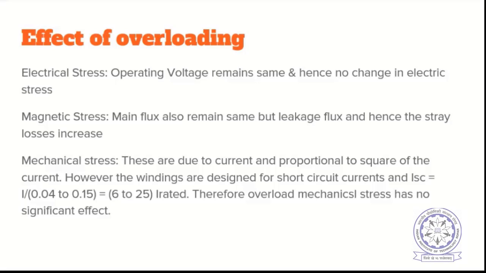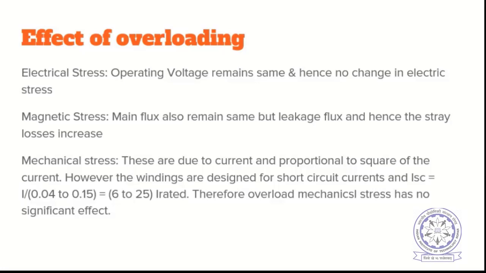But leakage flux, and hence stray losses, increase. What is leakage flux? Flux that just links itself, sir. Flux linking itself means what? Flux cannot link itself. Sir, if there is a closed path, then the flux will not go to the closed path. It will leak to the closed path and come to that. All flux lines will be closed paths only, irrespective of wherever they are.